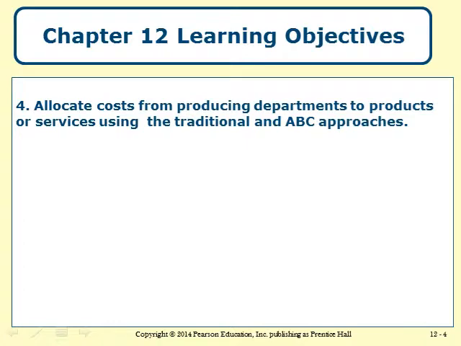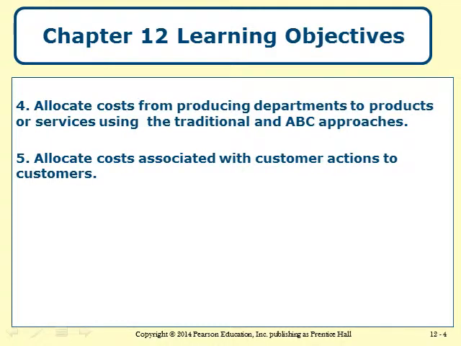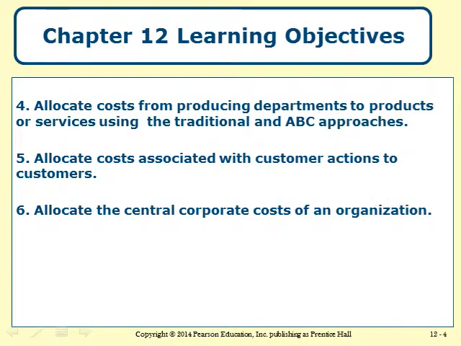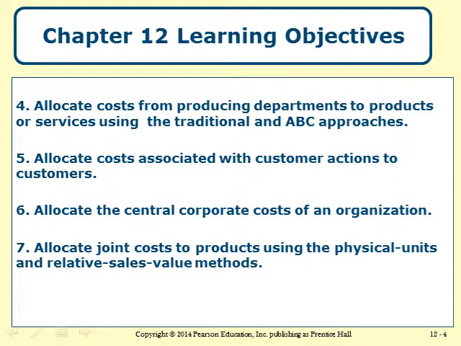We also want to be able to allocate costs from producing departments to products or services using either the traditional or the ABC approaches, which we'll talk about. We want to allocate costs associated with customer actions to customers. We want to understand how to allocate central corporate costs of an organization, sometimes referred to as general and administrative costs. And we want to understand how to allocate joint costs to products using physical units or relative sales value methods.